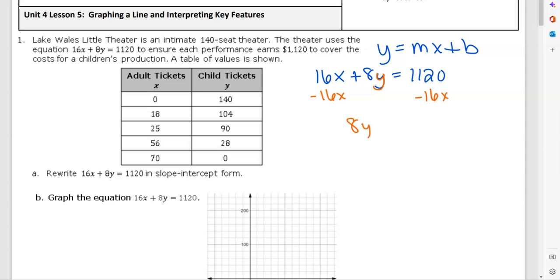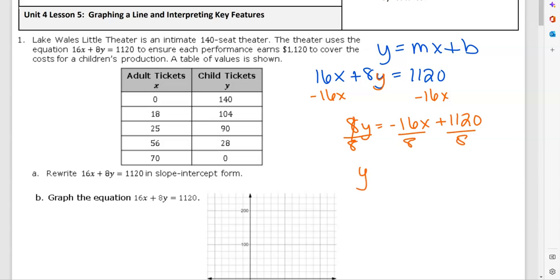So now we have 8y equals, do I get to put those together? Why not? One has an x, one does not. So we're going to put negative 16x up front, and then our positive 1,120. Now we divide each piece by 8.